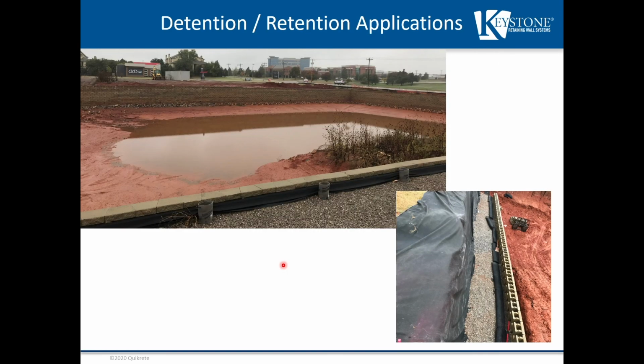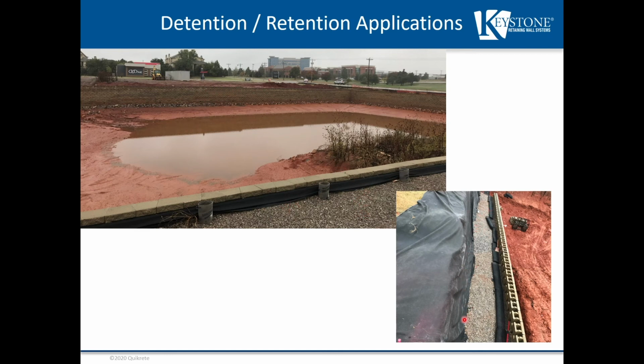To our retention and detention applications, here we have a Keystone wall that was utilized for a commercial site development. We have our filter fabric wrap coming up to the top. You can see here we have pipes that come up to the normal water elevation all the way around the wall. The water may penetrate all the way to the top of the wall, but we have our free draining aggregate all the way to the top.